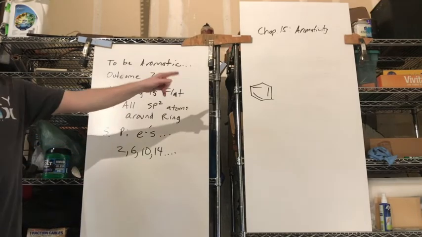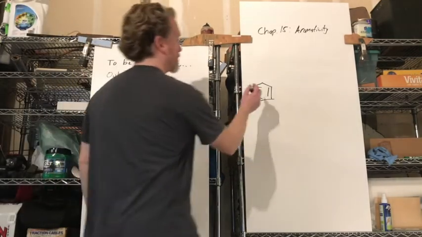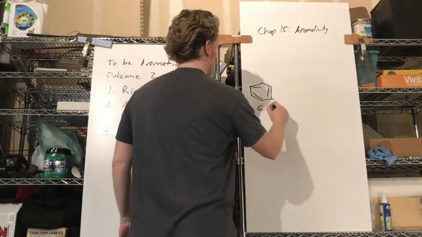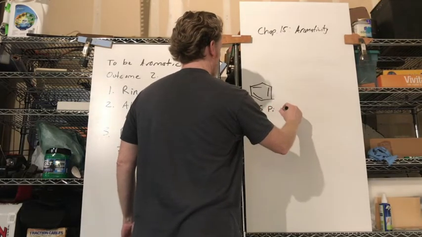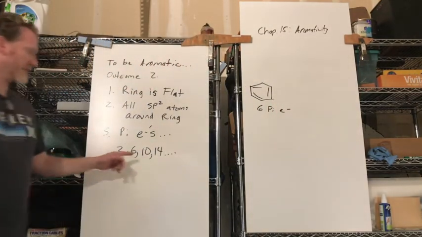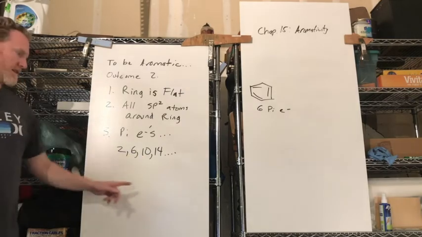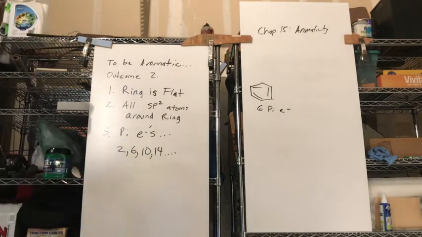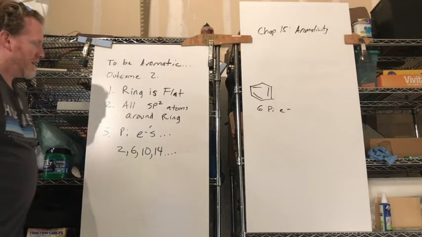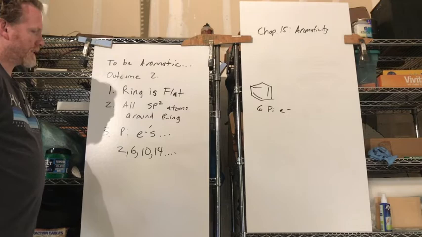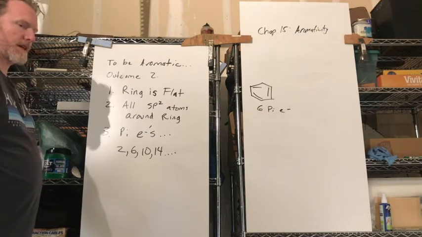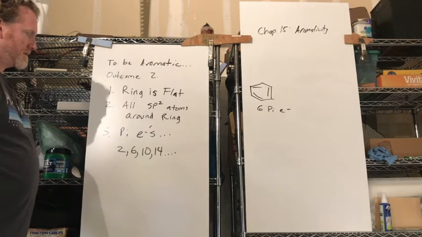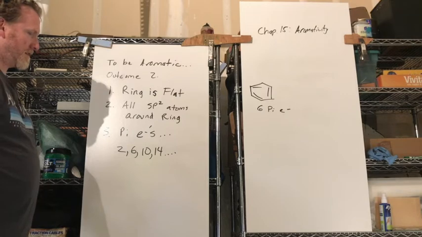For instance, how many pi bonding electrons does benzene have? 2, 4, 6. So does that fall into this series? It does, yeah. And this series, you don't necessarily have to remember it, because you can figure out a formula for it. But I kind of don't want to show you the formula yet, because people get confused with the formula. But I'm going to do it anyways.